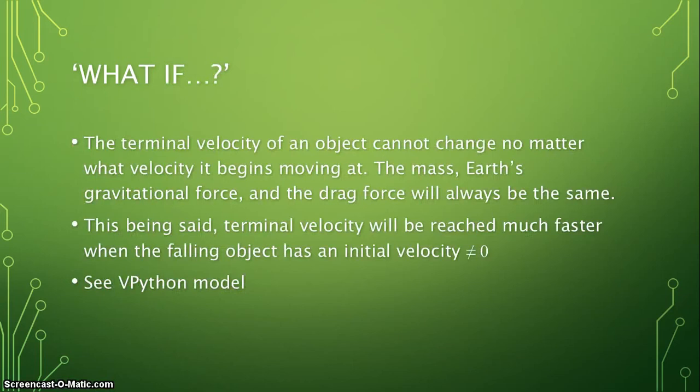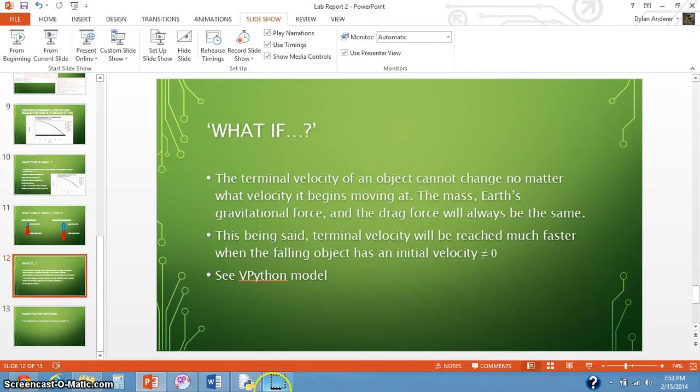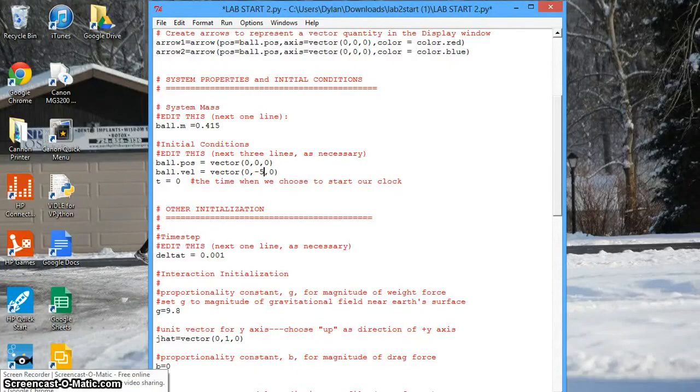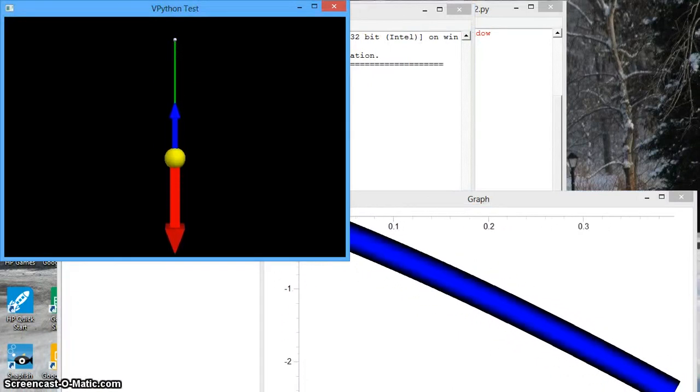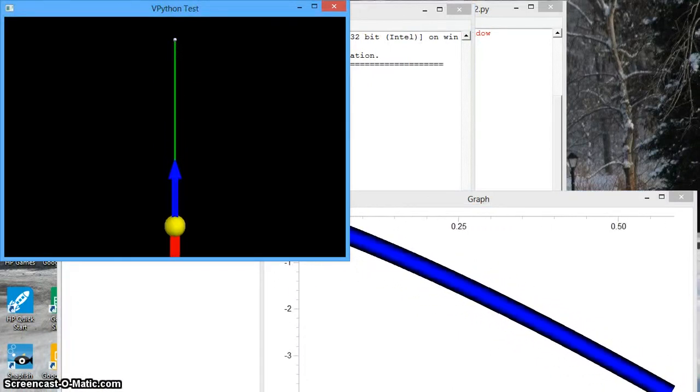The terminal velocity of an object remains constant no matter what initial velocity it has, because its properties remain the same. The object's mass, gravity's acceleration, and the opposing drag force will always be the same regardless of initial velocity. Although it may take less time to reach terminal velocity when it travels at a faster initial velocity, the terminal velocity will still be the same.